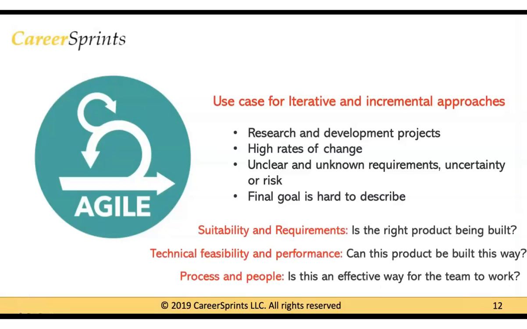Another thing to note is that uncertainty may be related to suitability and requirements, where you're trying to answer the question, is this the right product being built? It could be centered around technical feasibility and performance, which means, can the product be built this way? It can also be centered around process and people, which means, is this an effective way for the team to work? So uncertainty can be associated with any of these 3 areas. And we understand that when it comes to project work, all these 3 different areas of suitability and requirements, technical feasibility, and process and people can have high levels of uncertainty associated with them.